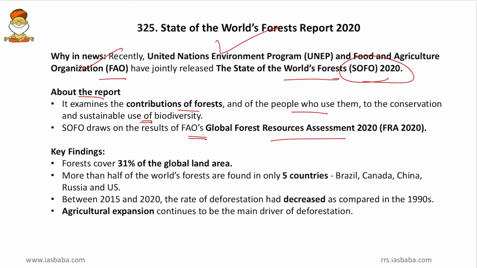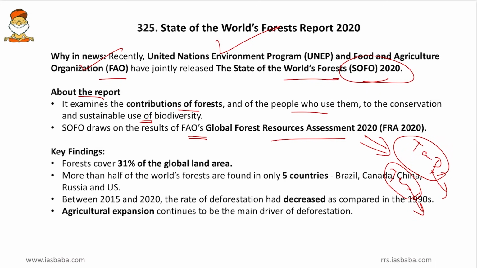So friends, this Global Forest Resource Assessment speaks of what percentage of global forest is tropical forest, what percentage is temperate forest, what is the increase, what is the decrease. All these things will be spoken there. So by taking those records, this SOFO will assess how these forests are contributing to biodiversity and the sustainability of those biodiversities.